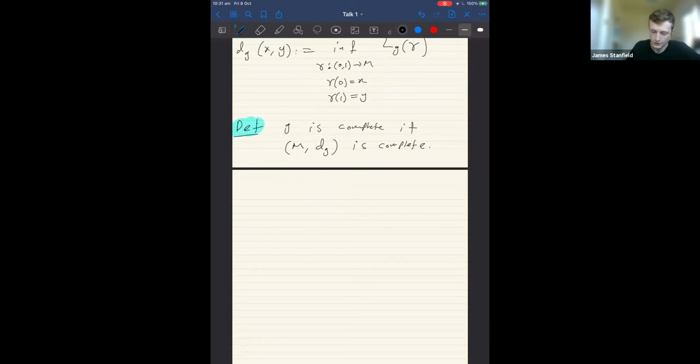Yeah, so more geometric stuff, right? If M is in fact orientable, G induces a volume form.